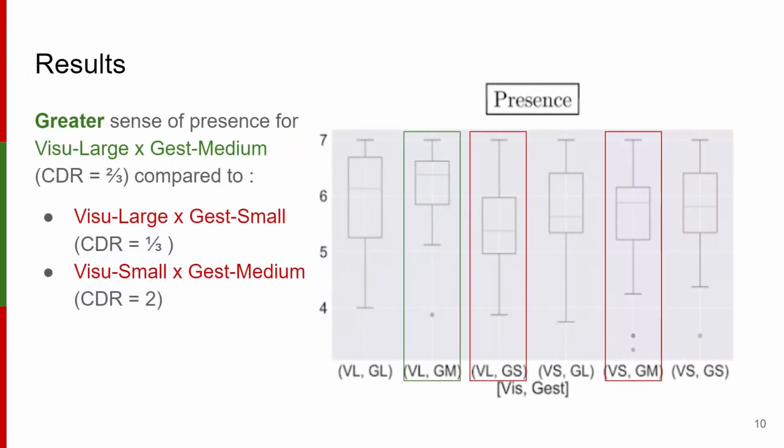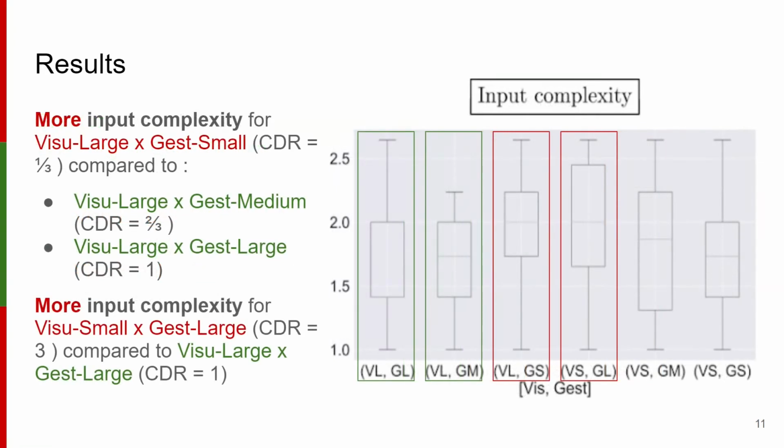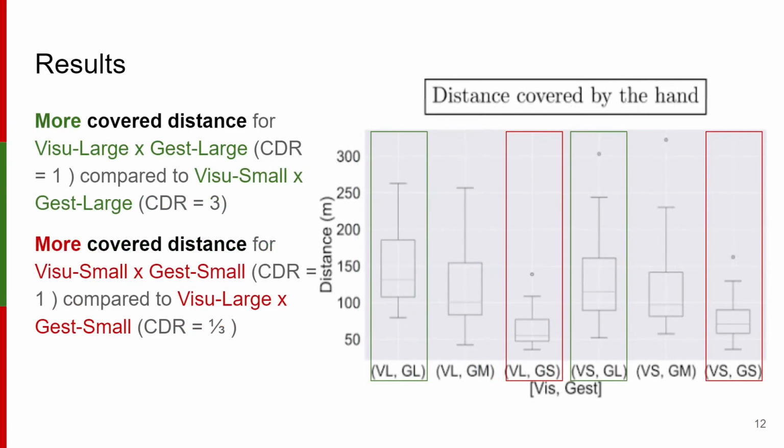We found a greater sense of presence for a medium reduction of gesture size compared to a greater reduction or to a medium augmentation of gesture size. We found a greater input complexity for a large reduction of gesture size compared to a medium reduction or to no modification of CDR. Also, the input complexity is greater for a large augmentation of gesture size compared to no modification of CDR. We found that a great change on the CDR, on reduction or amplification, will produce less distance covered by hand than no change in CDR.